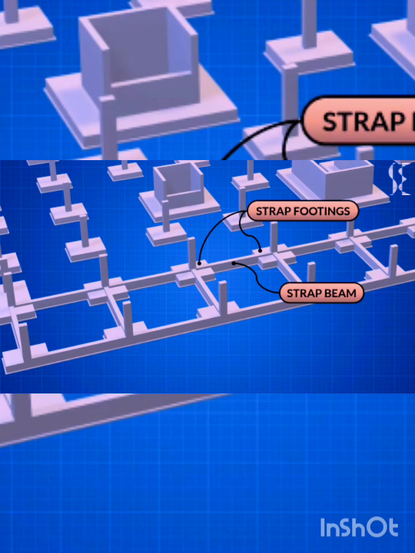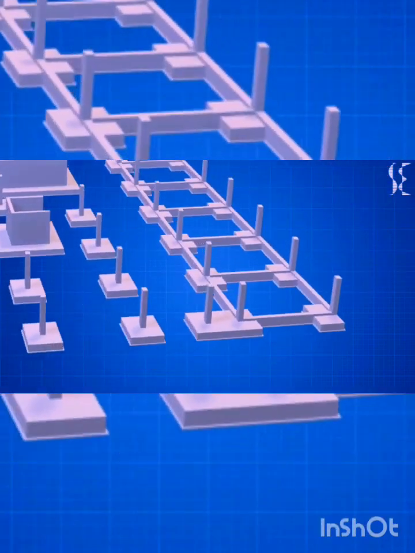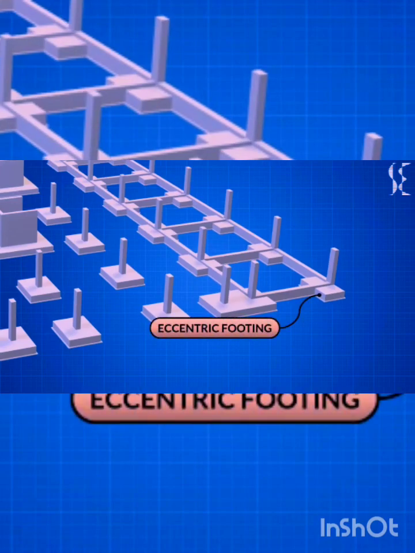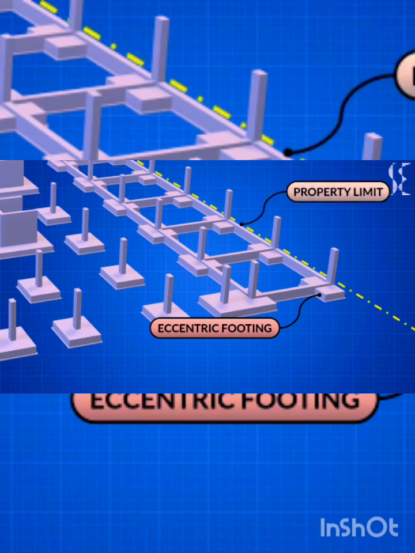Next in shallow footings we have eccentric footing, which is a type of isolated footings in which column is at the edge of the footing. It is constructed when the exterior column is close to the boundary or property line and hence there is no scope to extend footings beyond the column face. In this case, the eccentric footing is connected by a strap beam to the isolated footings.